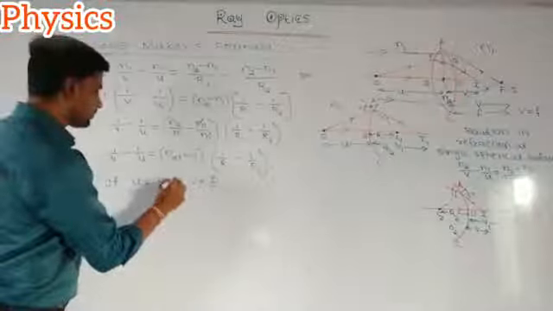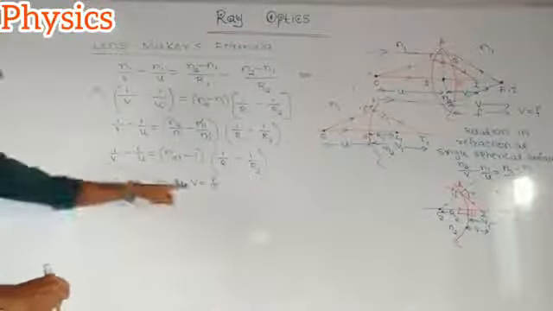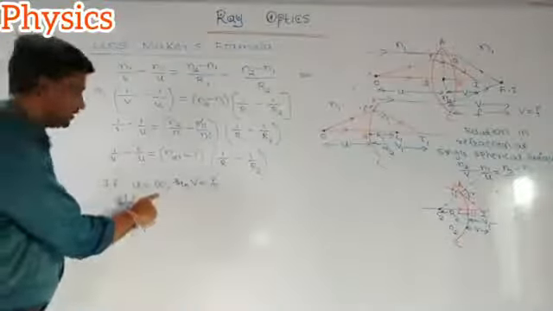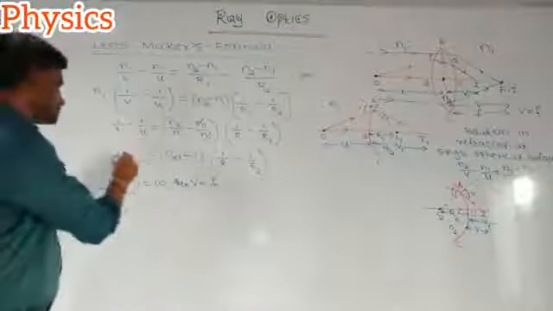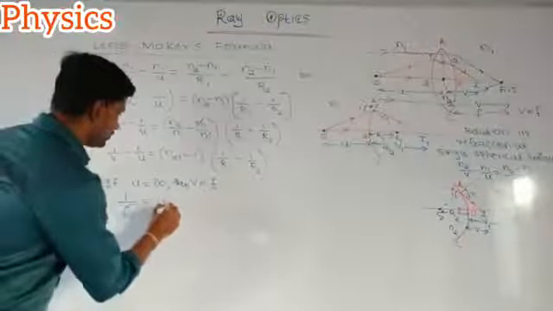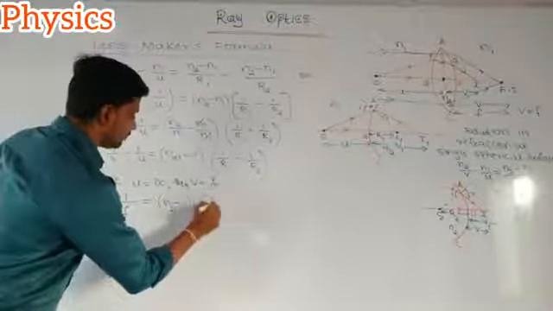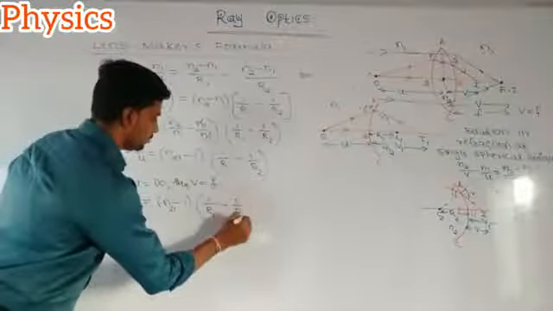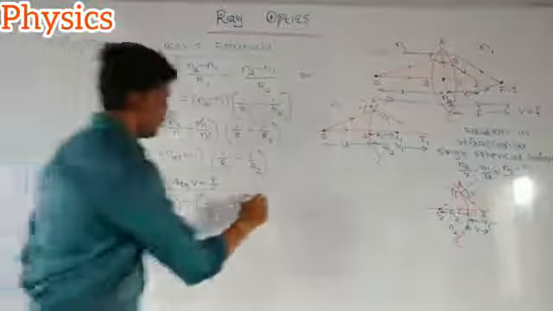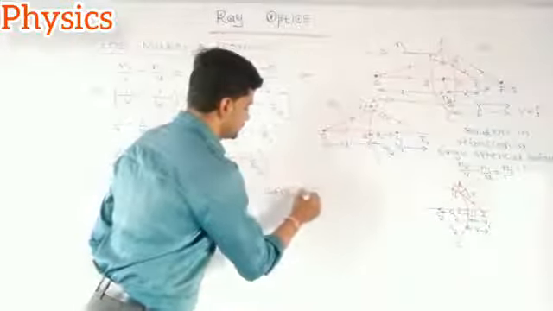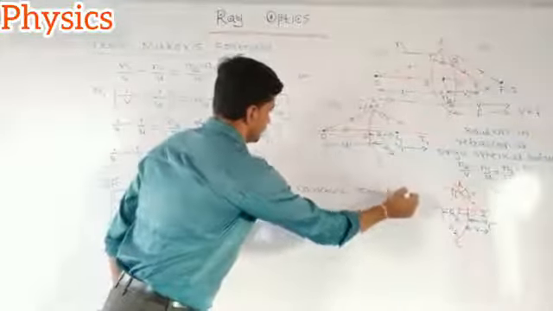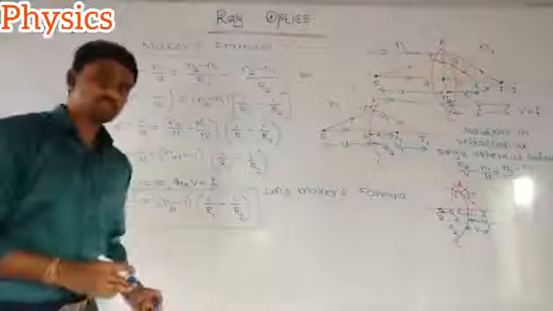If I substitute here, 1 by V is nothing but 1 by F, I can write, minus 1 by U. U is infinity, and 1 by infinity is equal to 0. That means this term will vanish. Then I can write 1 by F equals (n21 minus 1) into (1 by R1 minus 1 by R2). So this equation is called the lens maker's formula.